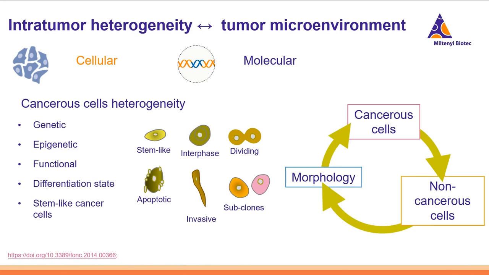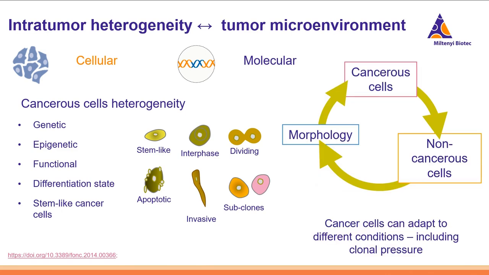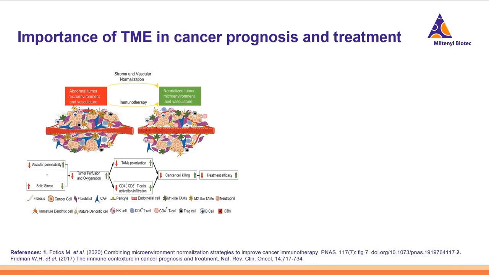Here we can also observe how the different populations of cancer cells can interact with all of the different healthy phenotypes that populate the cancer. And these interactions happen through the morphology of the tumor microenvironment. So these three different factors really play together in order to modify the properties of this disease. And it makes cancer very adaptable to different conditions, including clonal pressure itself. It goes without saying that the tumor microenvironment plays a very important role in prognosis and treatment.